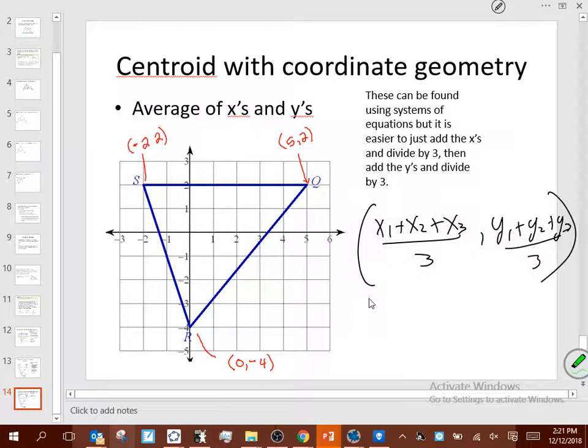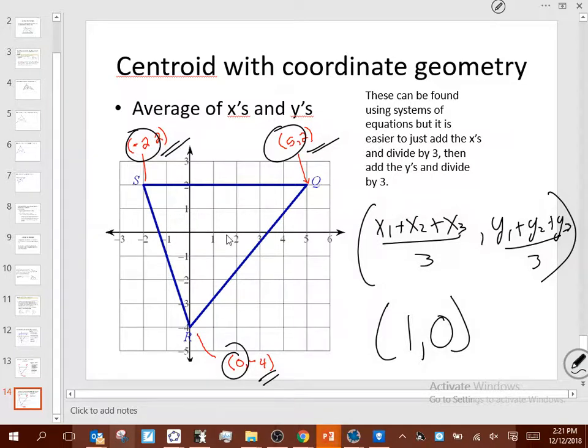And quicker observations. So now when I do this, if I want to figure out this centroid, let's add the x's up. What's that x plus that x plus that x? 3. What do you get when you divide by 3? 1. Add the y's up. 2 plus 2 plus negative 4. What's that give you? 0. What's 0 divided by 3? 0. 1 comma 0 is your centroid.